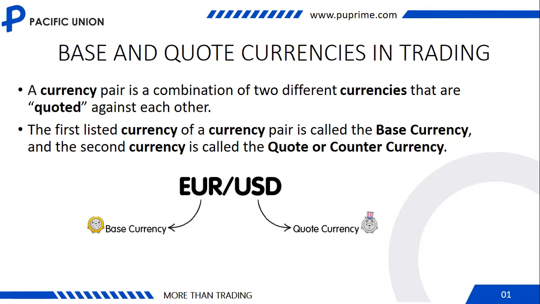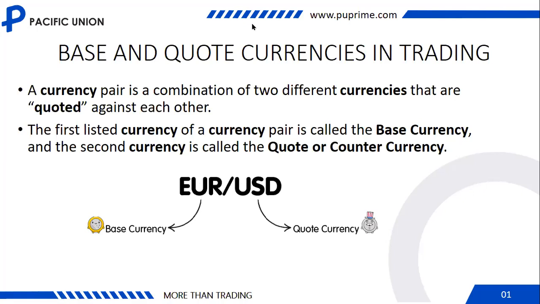So the first listed currency of a currency pair is called the base currency. As you can see on my screen, EUR USD is an example. The first currency is called the base currency, while the second currency is called the quote or the counter currency. So what does it mean? It means that in EUR USD, EUR is the base currency and USD is the quote currency. So we have Euro as the base, while USD is the quote. For example, if you have a chart on your screen that is AUD USD, it means that AUD is the base and USD is the quote.